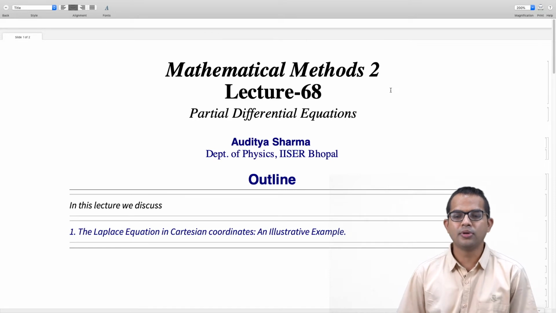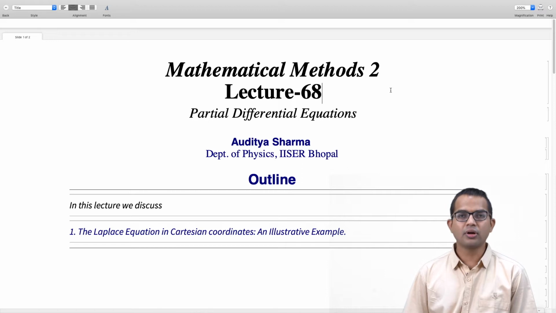Okay, so hello everybody. We've been looking at solving the Laplace equation using the method of separation of variables. And so in this lecture, we will look at an illustrative and interesting example where we apply the methods that we have already developed and show you in detail how it works out in practice.